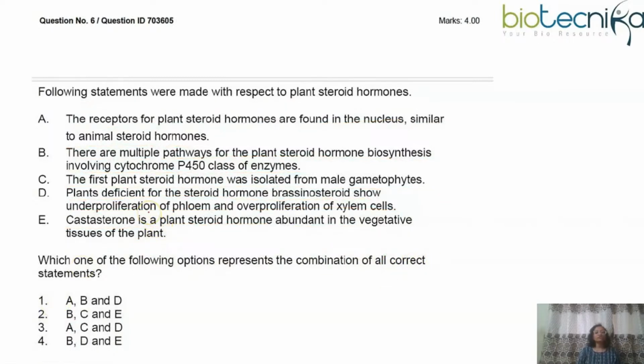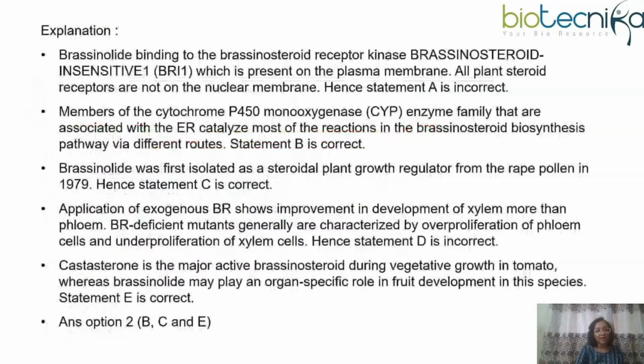So they want to know which of these 5 statements are correct. Let's look at it statement by statement. The first one. Receptors of plant steroid hormones are found in the nucleus, similar to animal steroid hormones. This is not entirely true. For example, for brassinosteroids, the receptor is found on the plasma membrane. Okay, so this is the receptor, Brassinosteroid Insensitive 1.